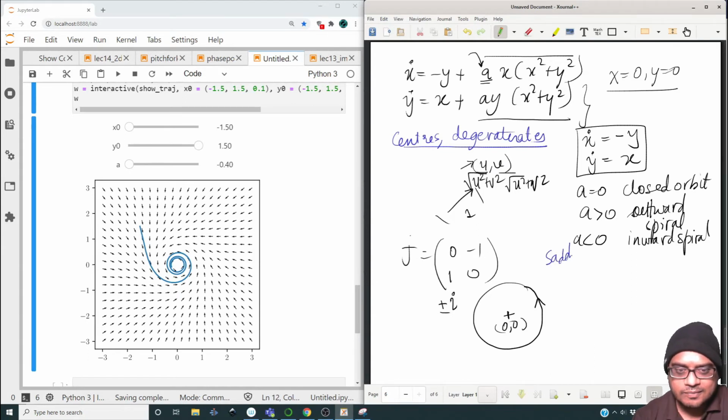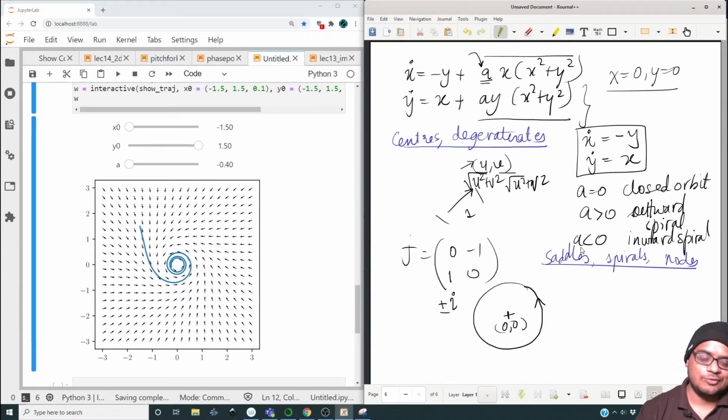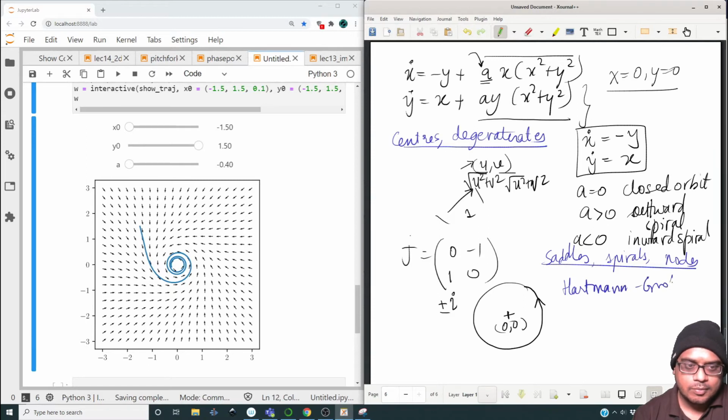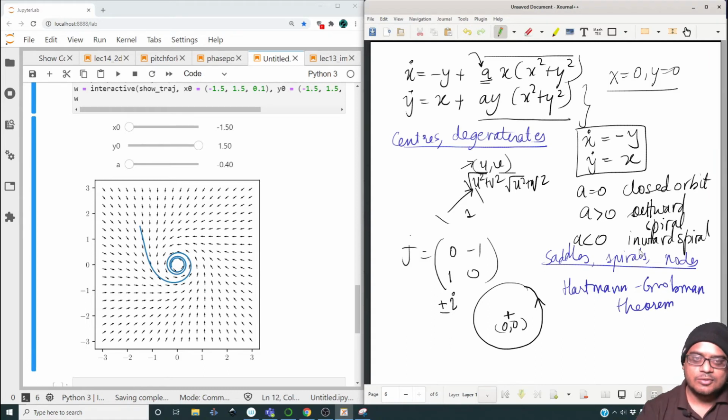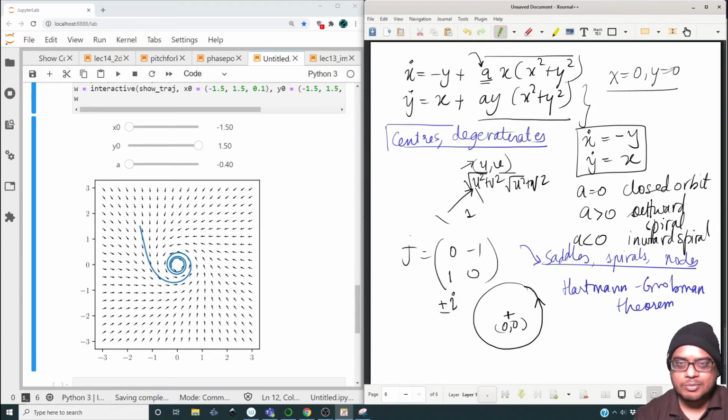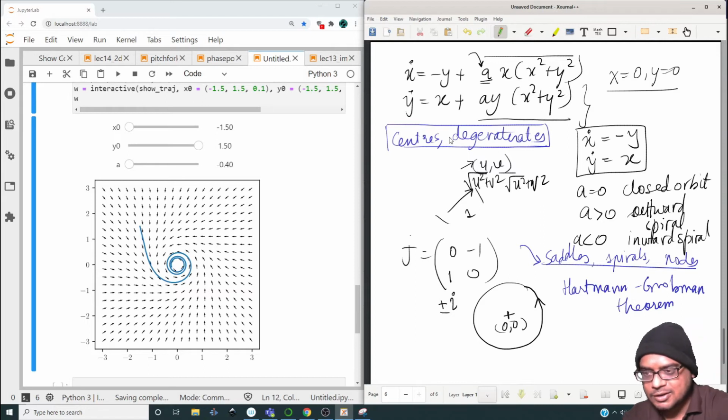But for saddles or spirals, or what do we have, nodes, for these particular cases, the linearization does give you an accurate picture of what the equation is going to behave like. Okay, so go ahead and have a look through some other NPTEL courses where they discuss the nonlinear dynamics part deeply. Whatever I have discussed is a part of the Hartman-Grobman theorem, and that theorem tells you that you can distort the space for these particular geometries or vector flows, and you can obtain a nice solution. But you cannot obtain the behavior using linearization for these kinds of particular cases.